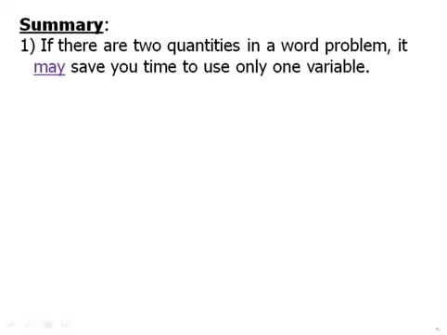In summary, if there are 2 quantities in a word problem, it may save you time to use only one variable. And again, remember, this is very much a matter of personal choice. You need to experiment for yourself. Try it with 2 variables, try it with 1 variable, do that on several word problems, find out what works best for you, and then go with that.